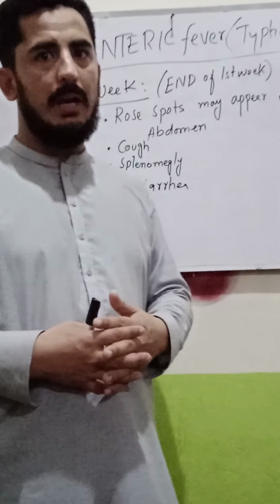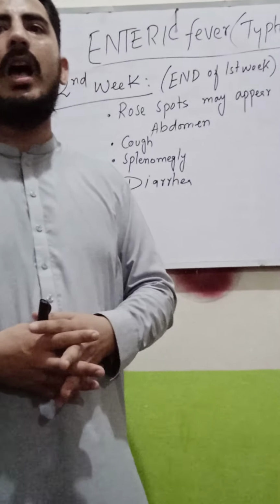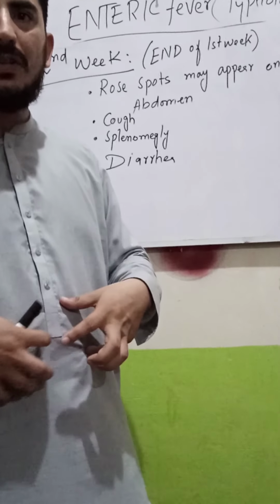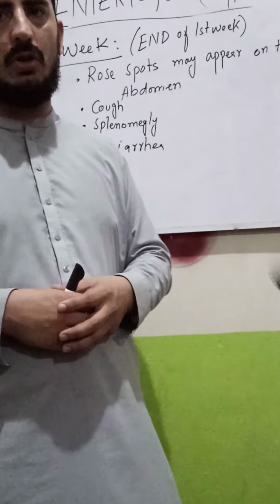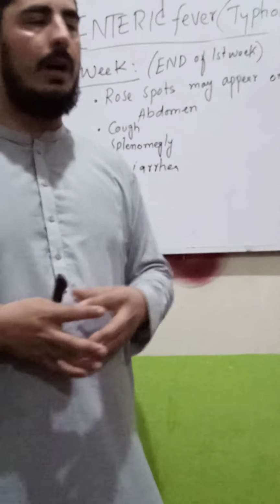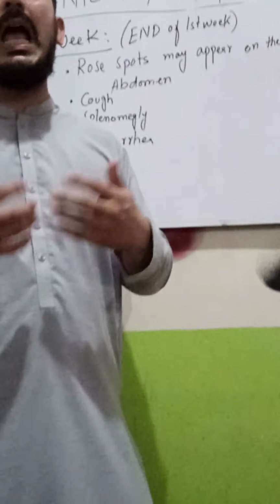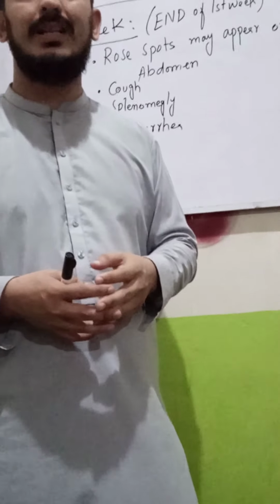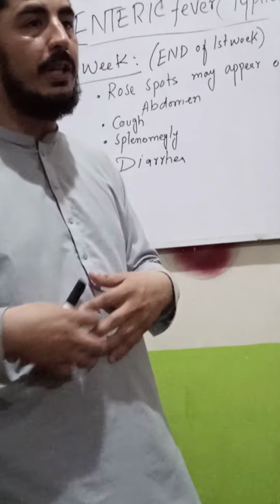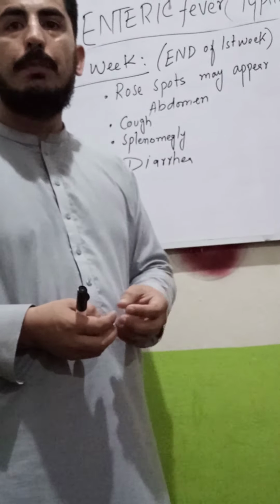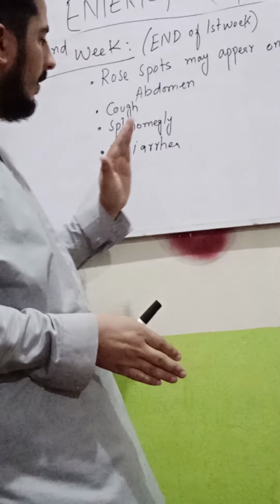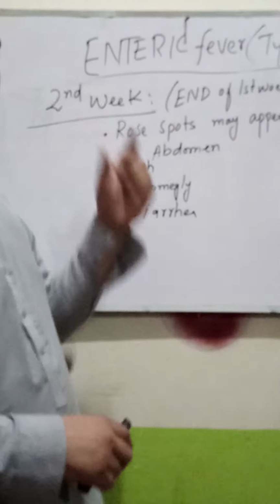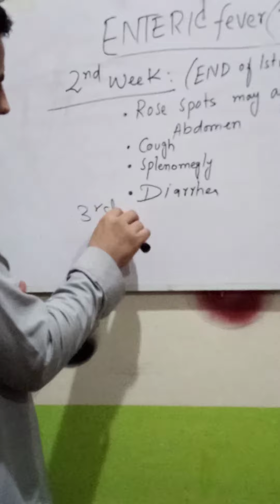If untreated, if a patient does not go to the doctor and his enteric fever, his typhoid, is not treated, rose spots appear on his abdomen in the second week. Maybe cough appears, they feel coughing. And the third one is splenomegaly. Some problems may occur in the spleen of a patient, and if untreated, they may feel diarrhea. And then the third week.